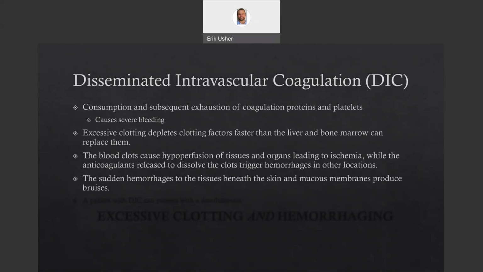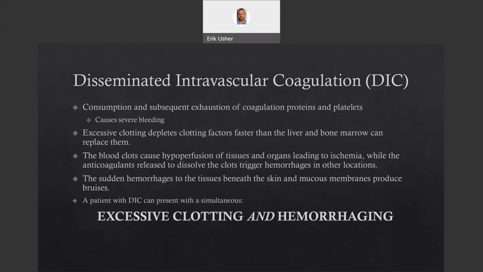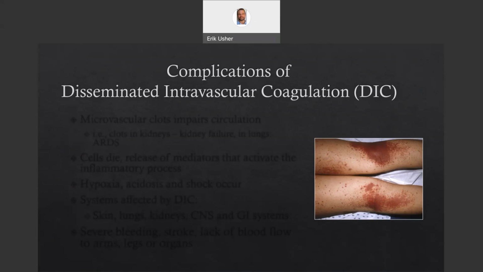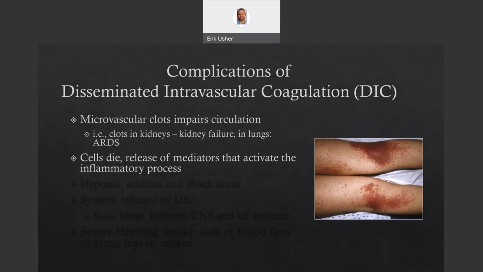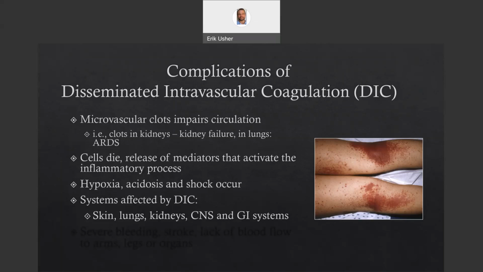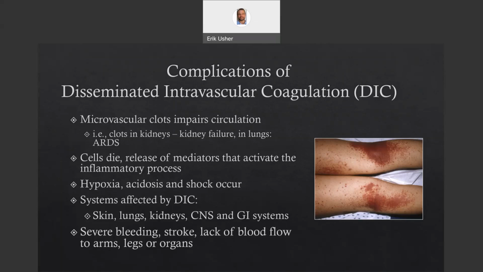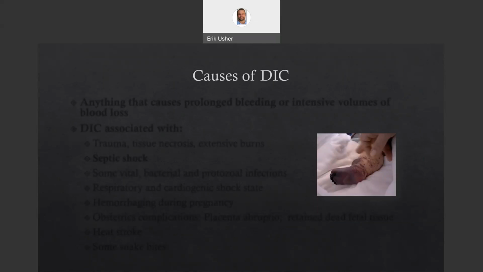So the sudden hemorrhages to the tissues beneath the skin and mucous membranes produce bruises or petechiae, and the patient with DIC can present with simultaneous excessive clotting and hemorrhaging. That's the hallmark of it. Microvascular clots impair circulation. That happens in the kidneys, lungs. They can get ARDS. Cells die. They release mediators that activate this whole inflammatory process. You get hypoxia, acidosis, and shock. And the systems that are really affected are the skin, lungs, kidney, CNS, and GI system. With the severe bleeding, they get strokes, lack of blood flow to the arms, legs, and organs. It can be a very devastating disease and very, very difficult to treat.